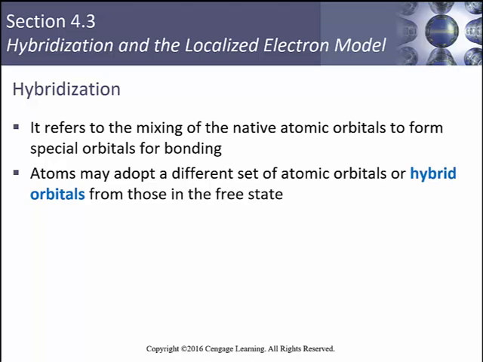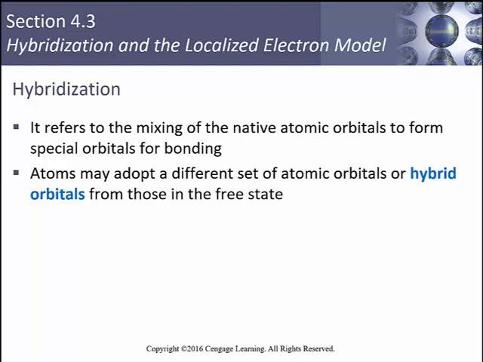Now keep in mind, hybridized orbitals is different from resonance. Resonance is when we've got two different Lewis structures and they form an intermediate structure that is sometimes called a resonance hybrid. Here we're talking about hybridizing or mixing two atomic orbitals together.